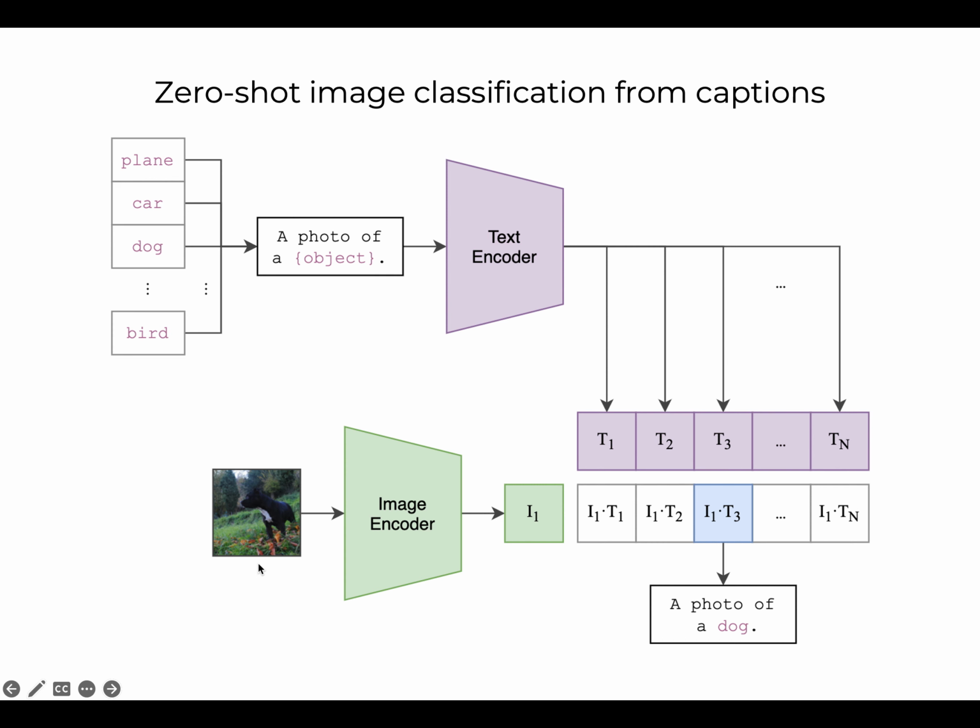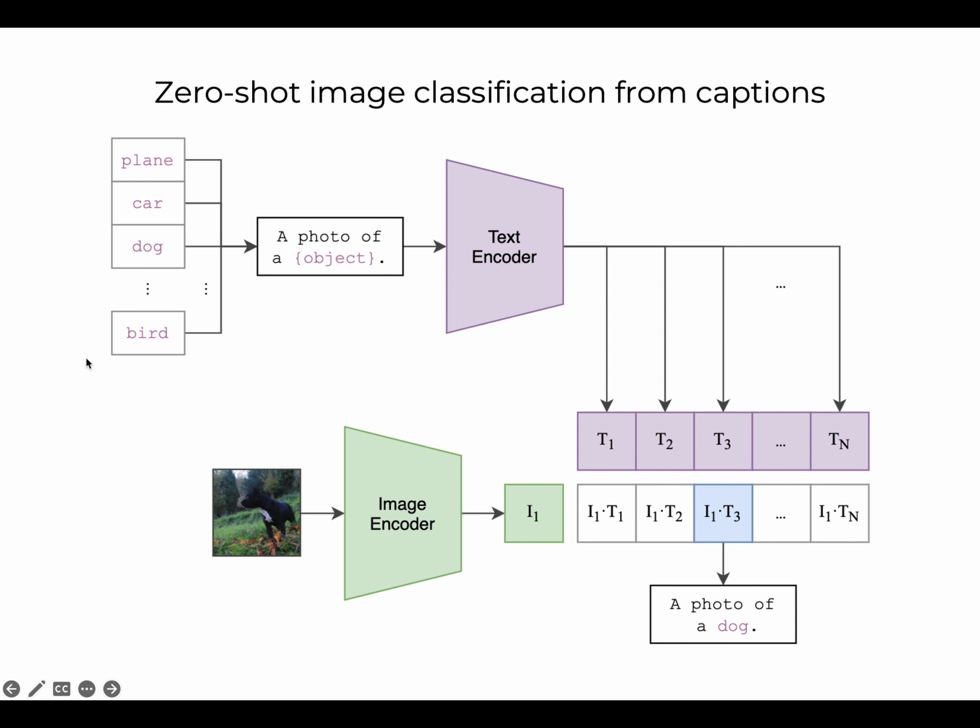Now, if I've got an image with some unknown class, like in this case it's a dog, I can encode the image with my vision transformer. That gives me an embedding representing the image, and now I can compute similarities, dot products, against all of the previously computed caption embeddings, the class embeddings. And now I just find the one with the highest similarity. That matched to a photo of a dog, so therefore I would say that this image is of class dog.